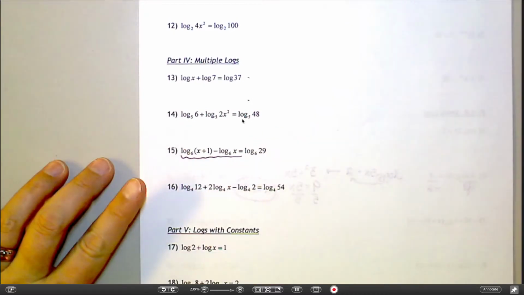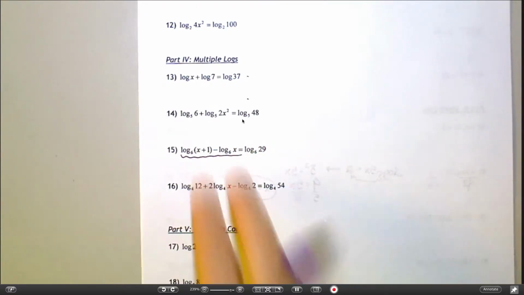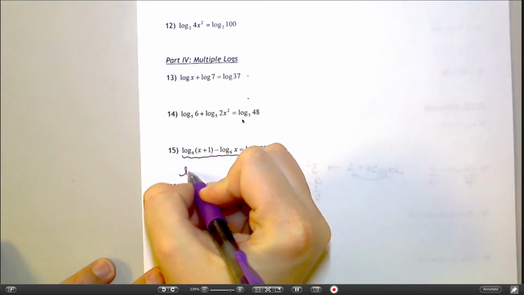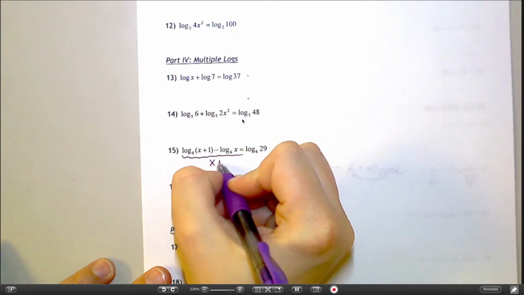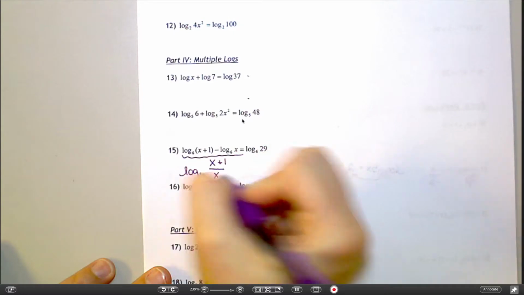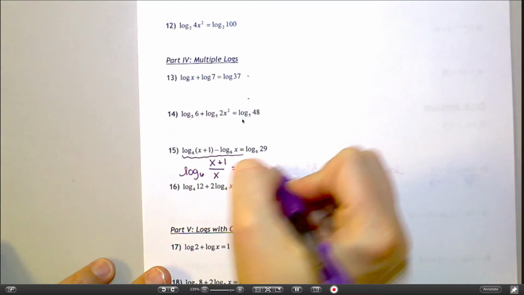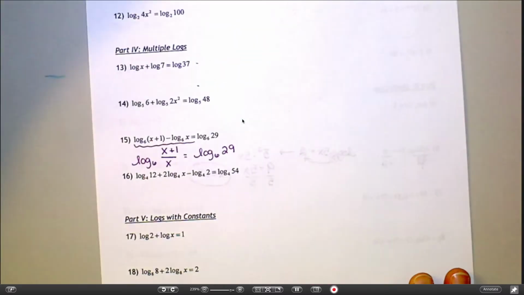That's subtraction, right? And if that's subtraction, then what do I do with the two things I'm taking the log of? If it's subtraction, I would divide. Okay, so I'm going to turn this into log base 6 of (x plus 1) divided by x is equal to log base 6 of 29. This is going to be kind of a weird one, but I think you know how to do it.